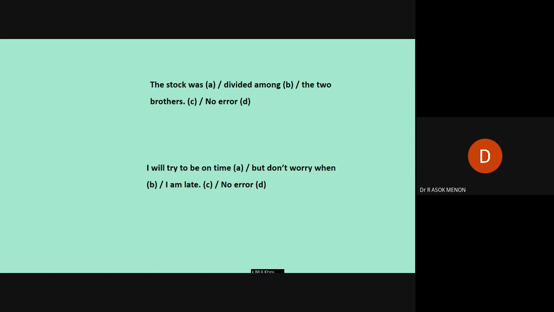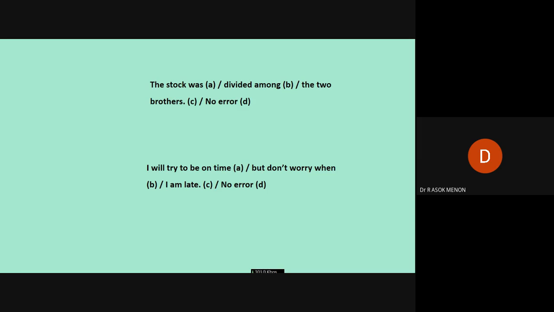When you have more than two, we say divided among. Here there are only two brothers. For instance, you must have learned in your school classes that Jesus Christ was crucified between two thieves. When we have two, and we want to say the position between the two, the preposition is always between. But when you want to mention a position among a group of people, consisting of more than two, we usually say among.